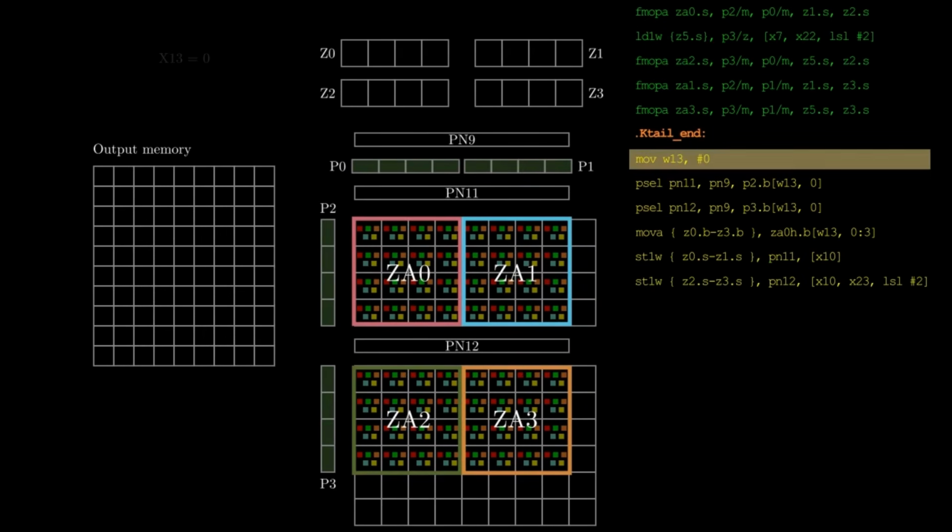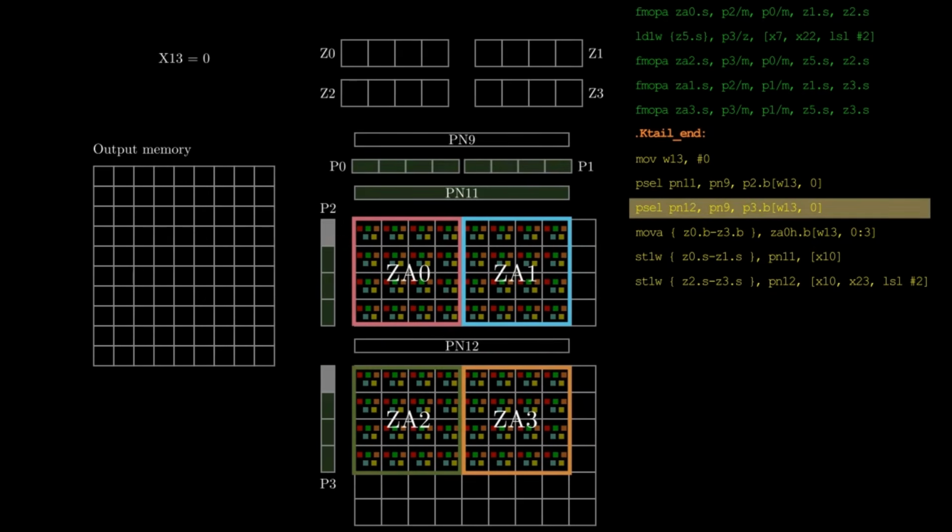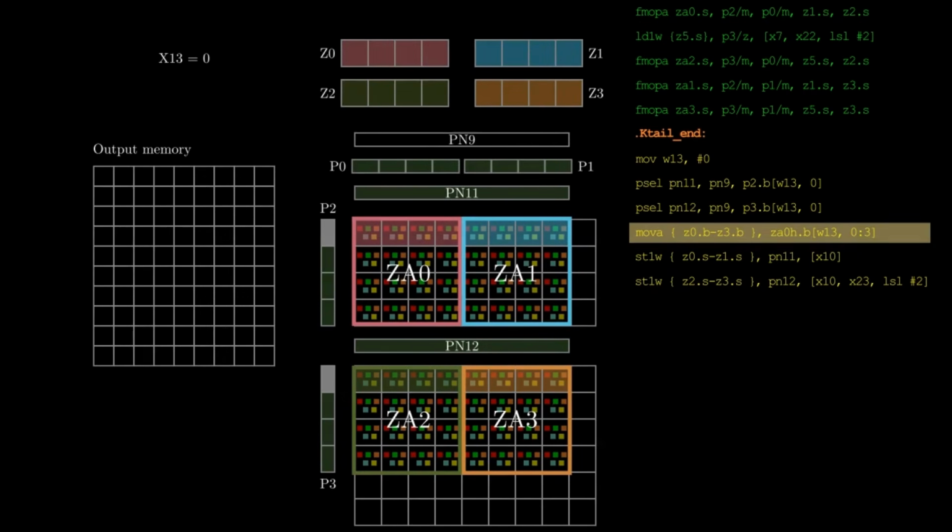First we'll set W13 to 0. W13 is an alias for the lower 32 bits of X13. The PN9 register tells us which columns are active. This instruction tests the first row of P2, and if that row is active, then it sets PN11 to reflect the PN9 active columns, otherwise sets PN11 to all false. This instruction does the same for the bottom tiles, initializing PN12 based on whether the first row of P3 is active. Now we move 4 rows from the ZA storage into Z registers.